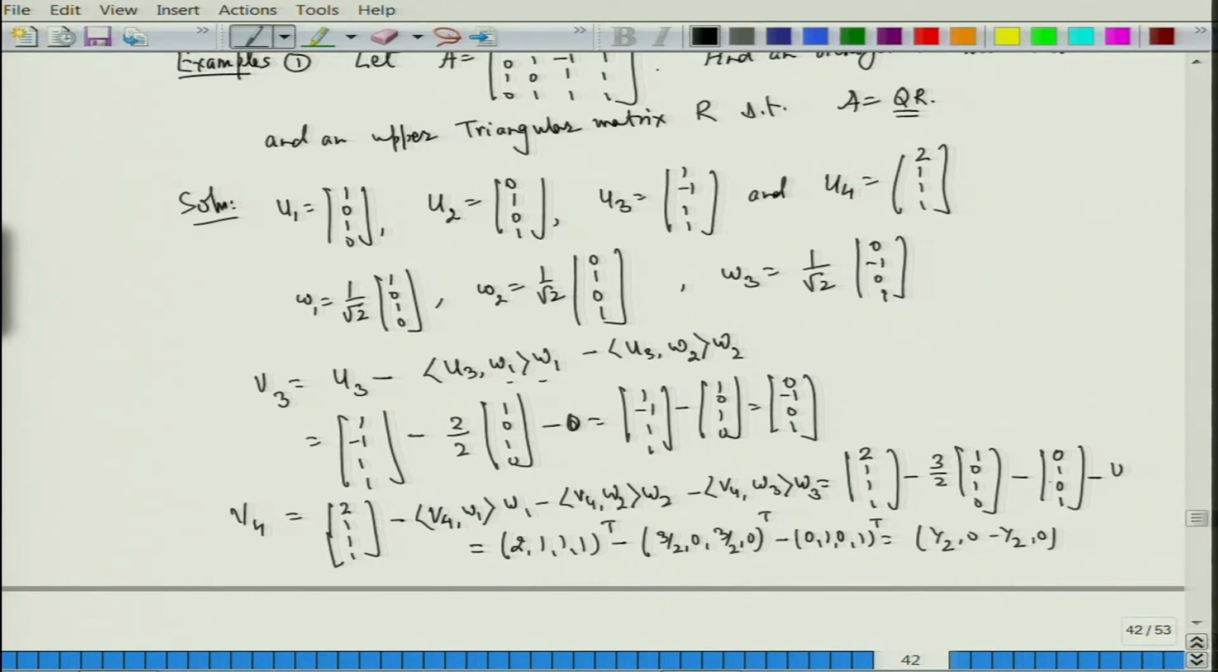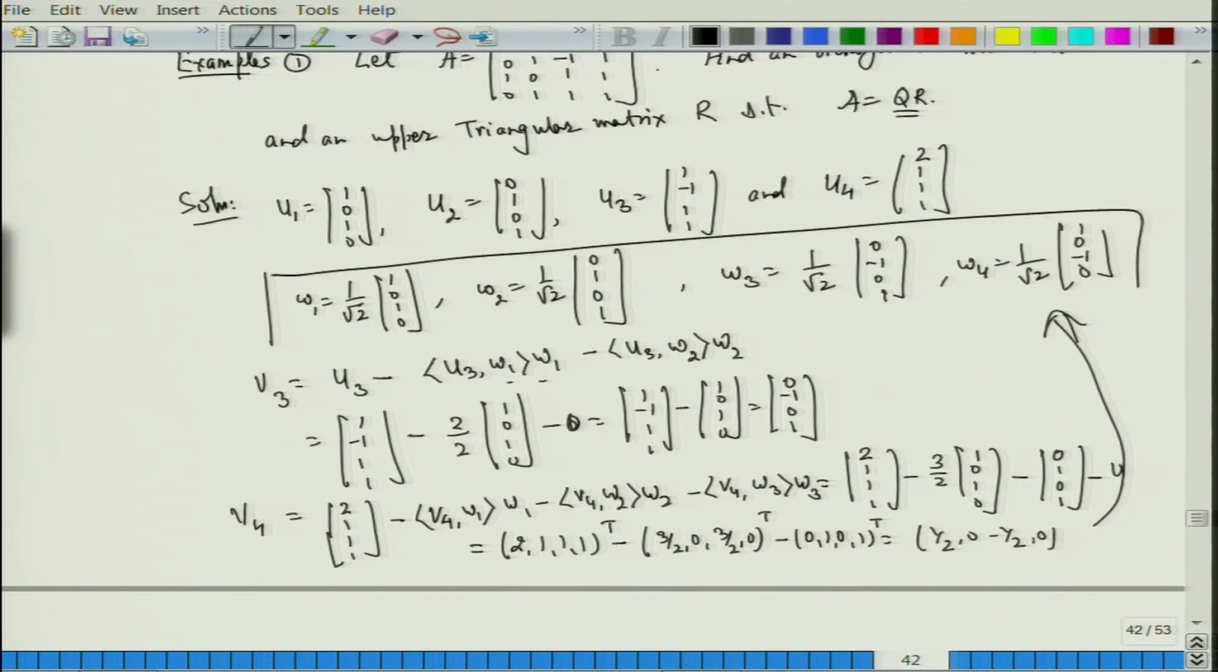So this will imply that W4 is 1 upon root 2 times (1, 0, minus 1, 0). Since I am writing a column, let me write the column itself. Alright, so this is what I get: W1, W2, W3 and this W4. Is that okay?